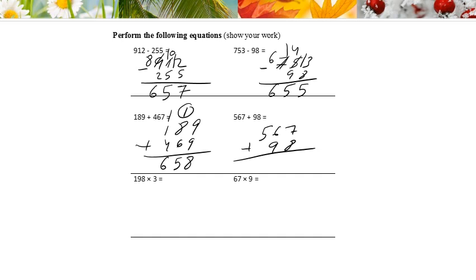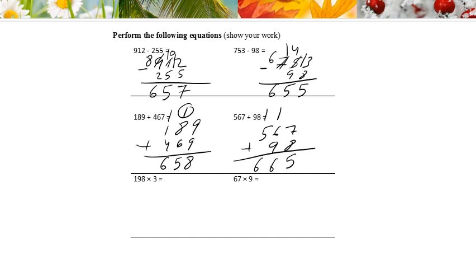567 plus 98. So don't forget also in addition we have to put the ones under the ones, the tens under the tens, and the hundreds under the hundreds. 8 plus 7 equals 15. 9 plus 1, 10, 16. So the answer will be 665.